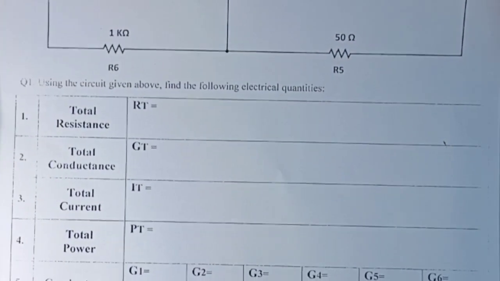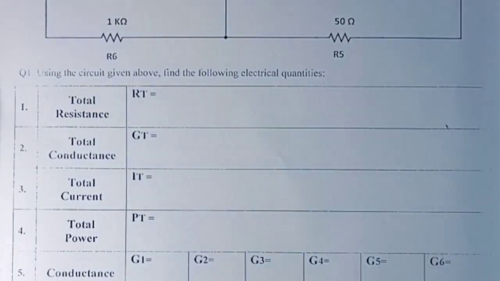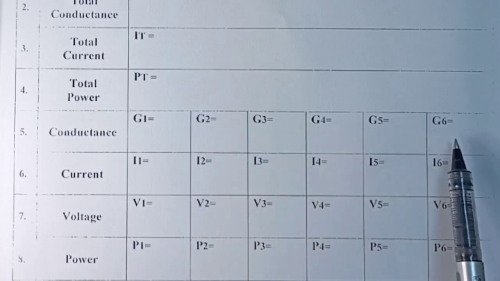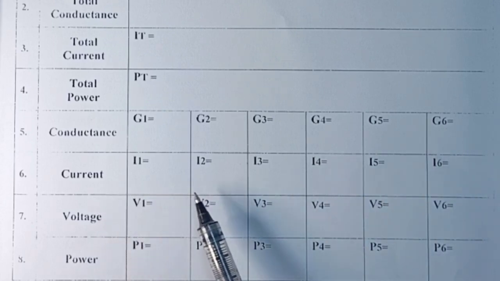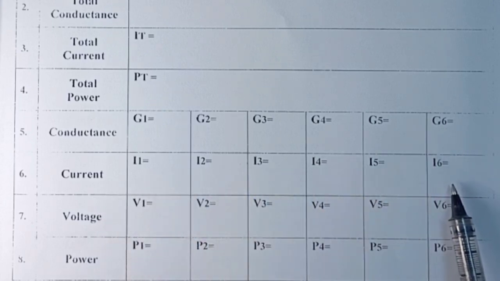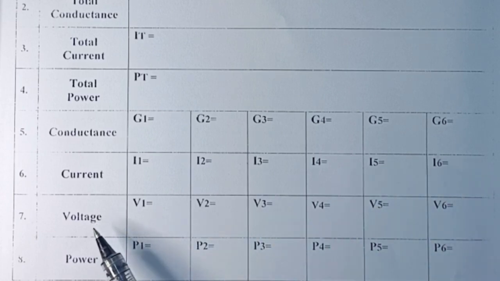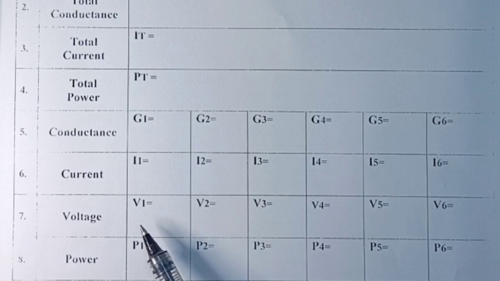The individual values of the conductances, G1, G2, G3, up to G6. The current through each of the resistors, I1, I2, up to I6. The voltage drops across each resistor, V1, V2, up to V6, and the power dissipated or used by the resistors, P1, P2, up to P6.